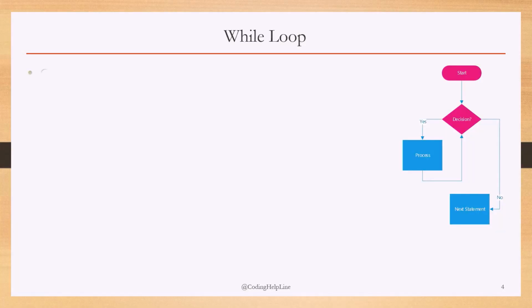While loop. This is the flowchart for the while loop, and this is the general syntax. You see that while loop starts with the while keyword, and inside the parenthesis there is a Boolean expression that will be the condition of the loop. If it is evaluated true, the loop body will be executed.